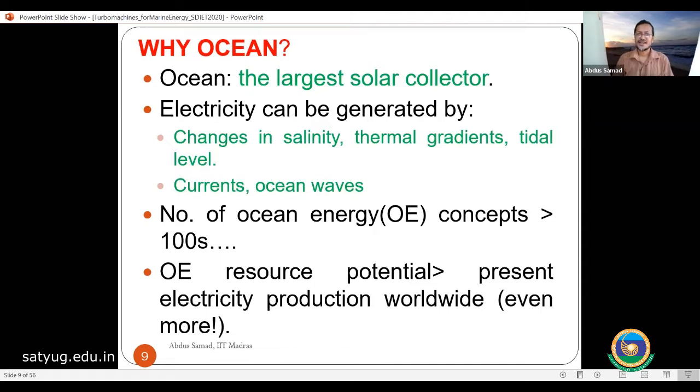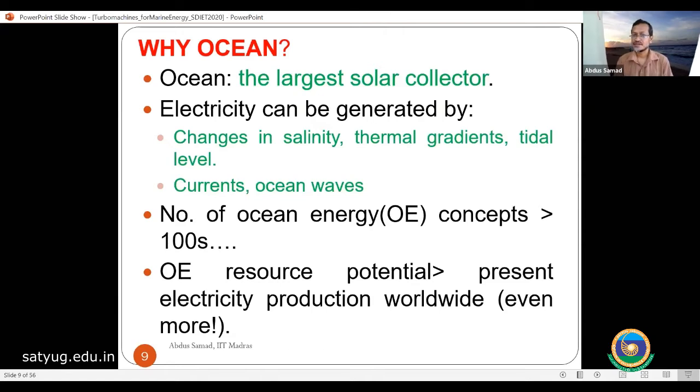Electricity can be generated by change in salinity, thermal gradient, tidal level change, ocean currents, or ocean waves. The number of ocean energy concepts is more than hundreds, thousands of concepts are available. I was doing some literature survey or patent search on ocean wave energy only. I got more than 1,500 patents on ocean wave energy only. And if I include tidal energy plus ocean thermal energy conversion plus other forms of energy, then maybe several thousand concepts will be there, new ideas. Many are already tested, many are in the concept stage, and many already implemented, failed.